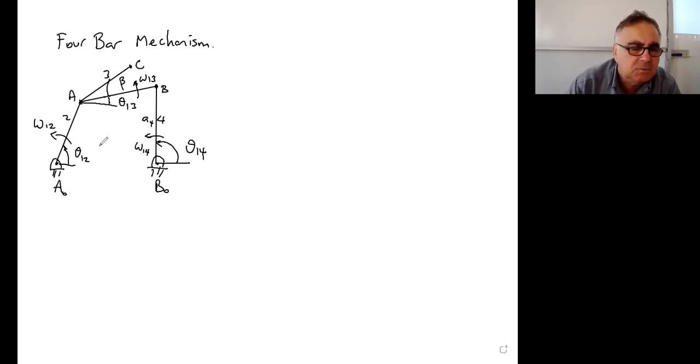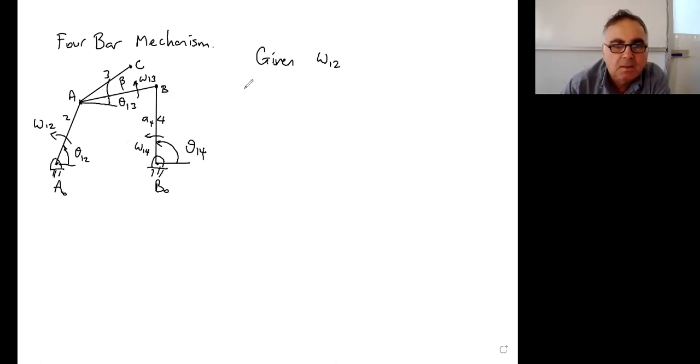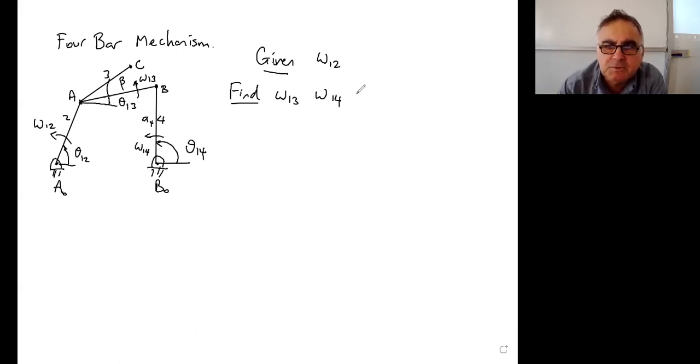We will assume that counterclockwise directions are always positive for velocities and accelerations as well. So we have the given omega 1, 2. We want to find omega 1, 3, omega 1, 4, and possibly the velocity of the coupler point, VC. But we will do the velocity analysis first, then the acceleration analysis.